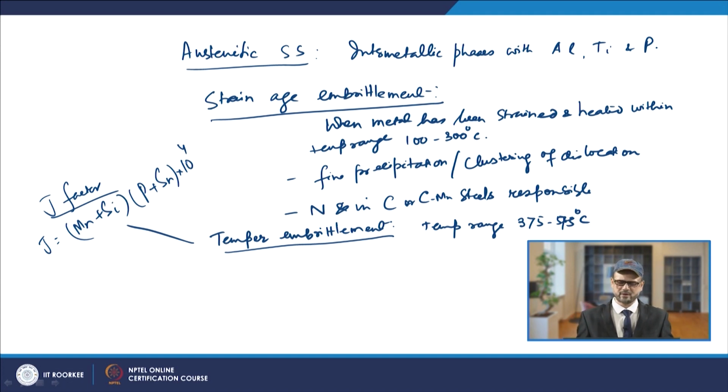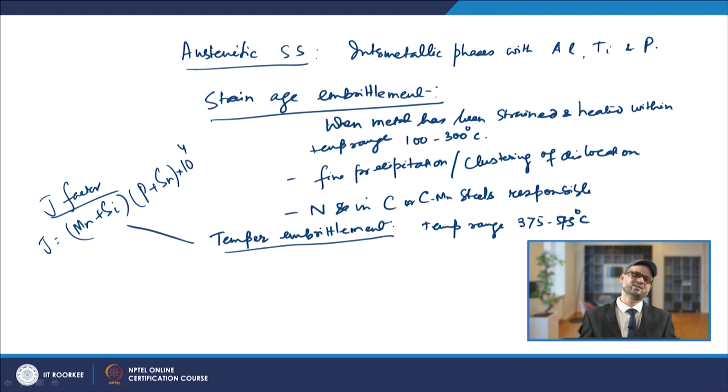So, you have a graph, and on the abscissa you have the J factor. That J value is there, and then you have the fracture appearance transition temperature. For that, the plot is drawn, and accordingly you can see in what way this material will be susceptible towards temper embrittlement.